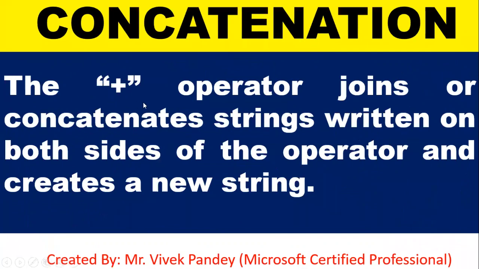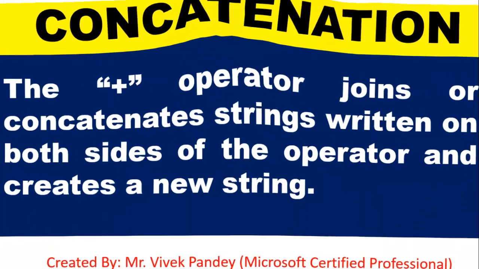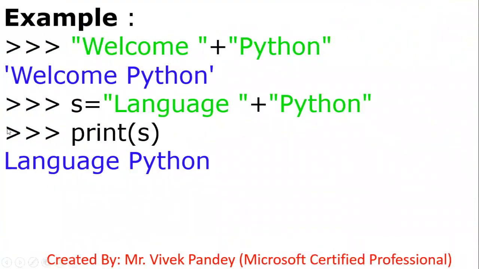Concatenation. The plus operator joins or concatenates strings written on both sides of the operator and creates a new string. So dear student, the plus operator in Python is used to concatenate two strings. Concatenation means joining two strings to form a new string. See in the example, we are combining two strings, Welcome and Python, by using the concatenation operator plus. In the second example, we are concatenating two strings, Language and Python, by using the concatenation operator plus.